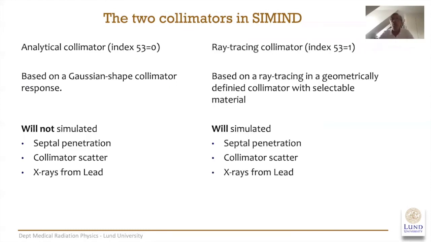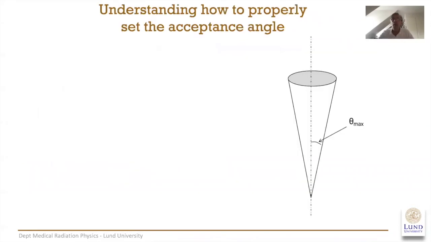The other one is a more detailed Monte Carlo simulation of radiation transport through the collimator. It's a ray tracing collimator, and you access it by setting index 53 to 1. In order to use this correctly, we need also to know a little bit about how the photons are exiting from the phantoms. They are not simulated isotropically, but rather they are forced to go into a certain cone. It's used to improve the speed.